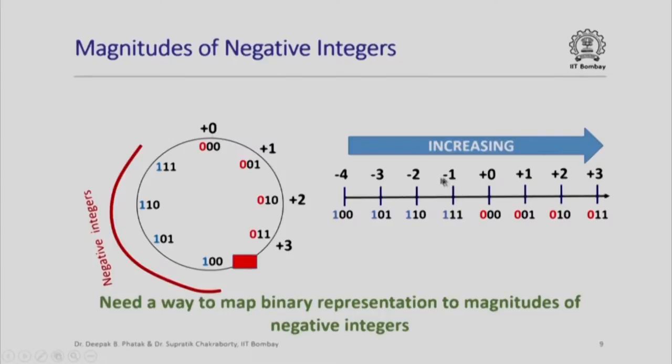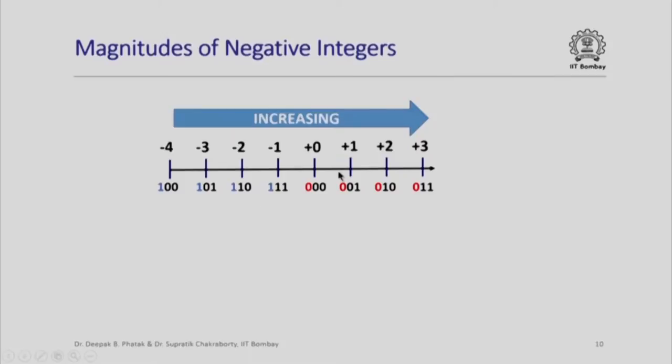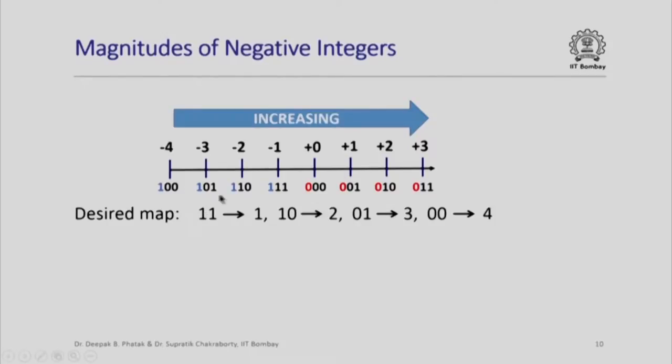So, a question to ask is that can we have a mapping of the binary representation to the magnitudes of the negative integers? I would like to go from this 11 to 1, from this 10 to 2, from this 01 to 3, and from 00 to 4. So, how do we come up with this mapping? This is our desired mapping when we are using 3 bits, 11 should map to 1. Remember, I am just interested in the magnitude now, because the MSB has already told me that it is a negative integer.